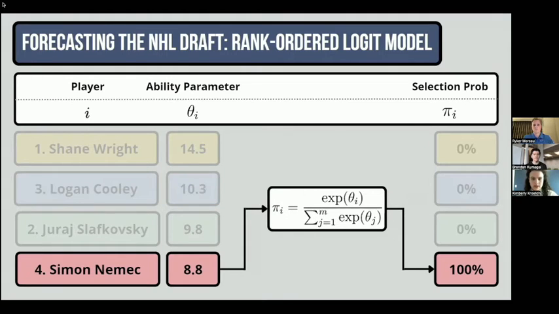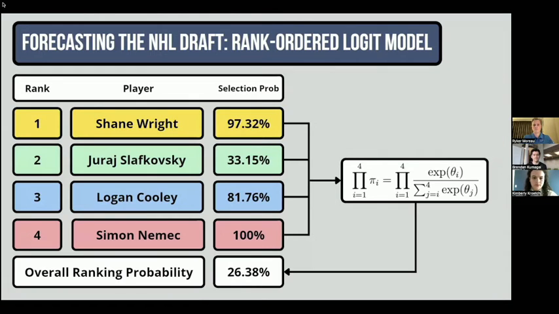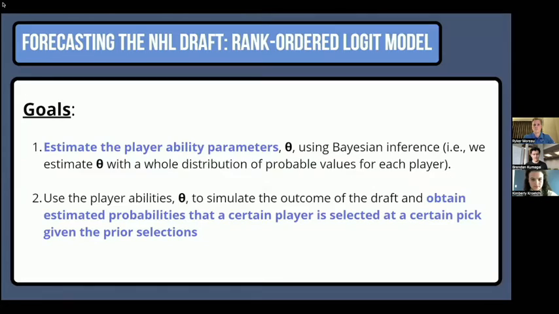Choosing Cooley on the third pick leaves only Nemec, who must then be chosen on the fourth pick. The final result of this pretend draft is shown here, where Shane Wright was picked first, followed in order by Slafkovsky, Cooley, and then Nemec. The probability of this entire ranking set is found by taking the product of the selection probabilities for each player that were updated at his corresponding pick. And this can be written through this formula here. In our example, we find a 26% probability of obtaining our ranking set given the player abilities.